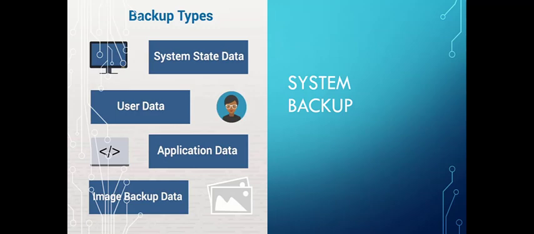Next is the application data, which includes files installed by an application and application configuration files. Application data changes only following the installation of an application or following a configuration change. So these backup types don't need to be completed as frequently. Image backup data includes everything on the system's hard drive, including the operating system files, applications, configurations, and user data.